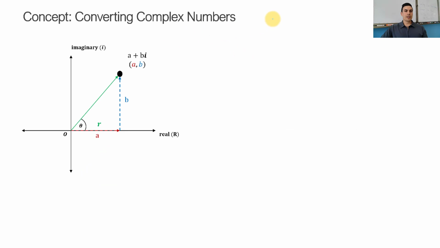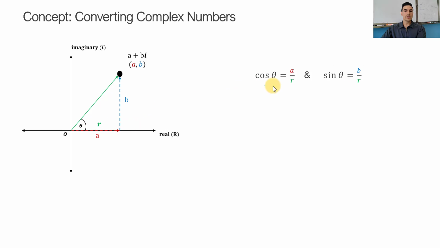Okay, so let's look at converting these complex numbers into polar form. So we have our same setup here. We have a plus bi. Now cosine theta that we have here is going to be what? That's going to be a over r. And sine theta is going to be b over r.